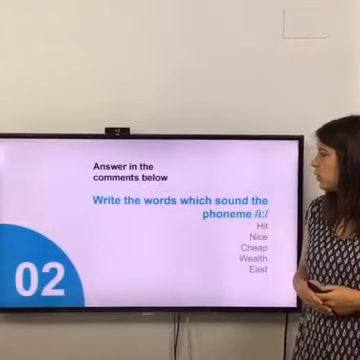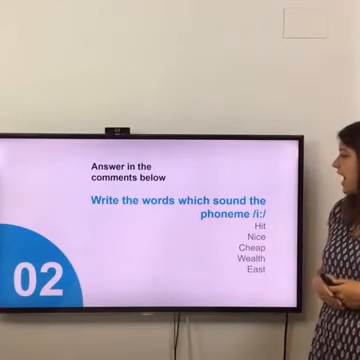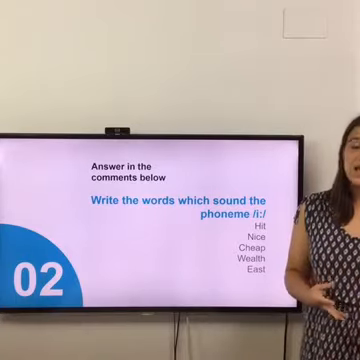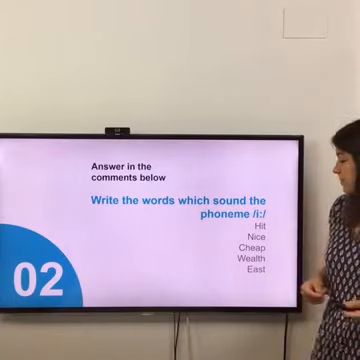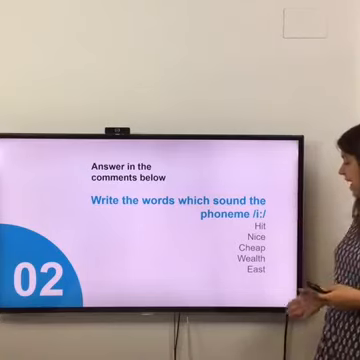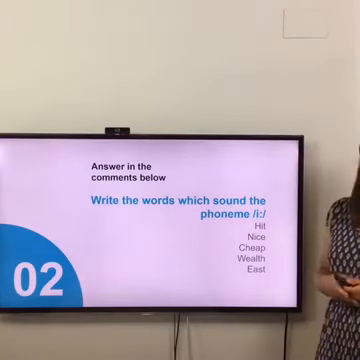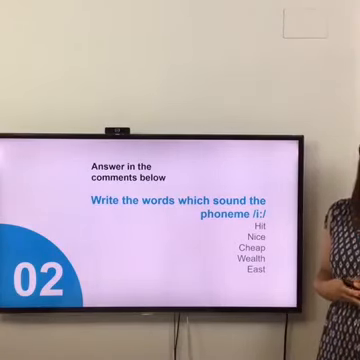Okay, number 2, which of these words have the phoneme E? It may be more than 1, okay? So out of these 5 words, which one or ones have the phoneme E?